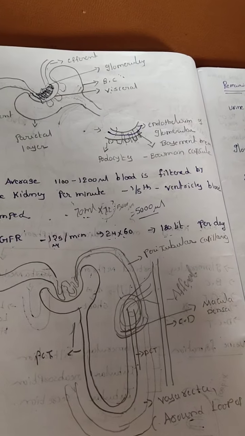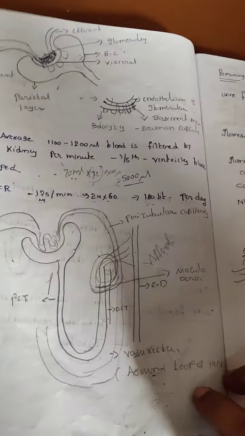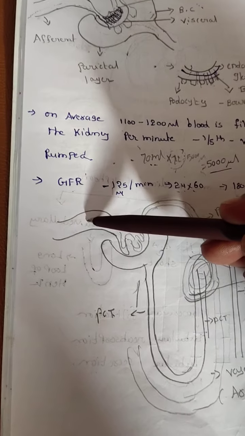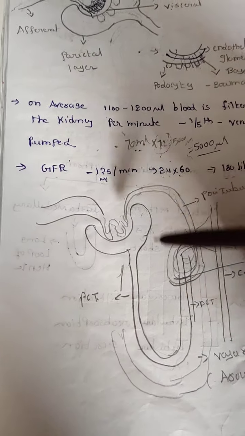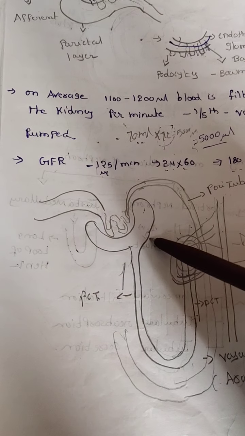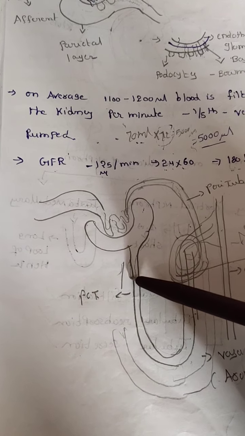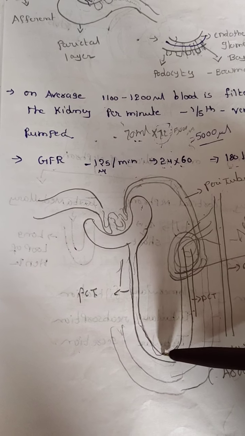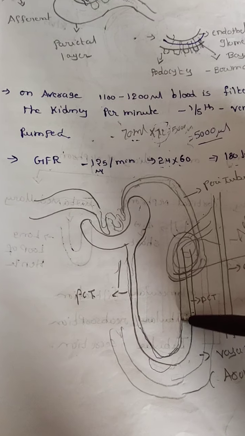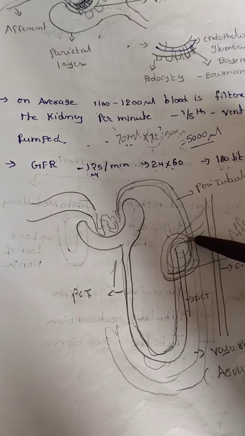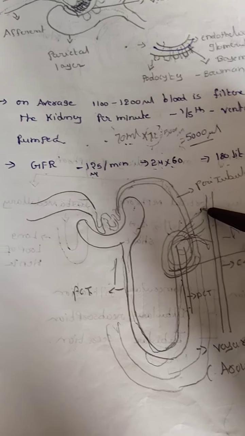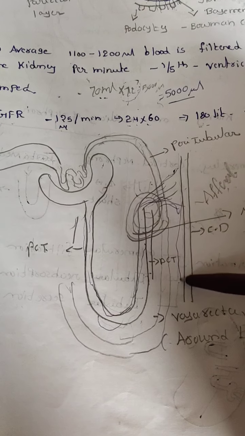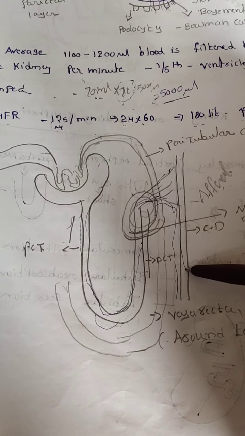Now we can go for the structures. I already said this is the afferent arteriole, this one is the glomerulus, and this one is the efferent arteriole. Now here this is the PCT, this is the loop of Henle, and this one is the DCT. This is called the initial collecting duct. All the initial collecting ducts combine to form a straight collecting duct.